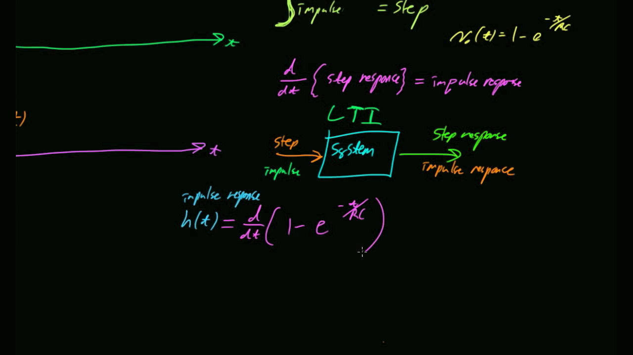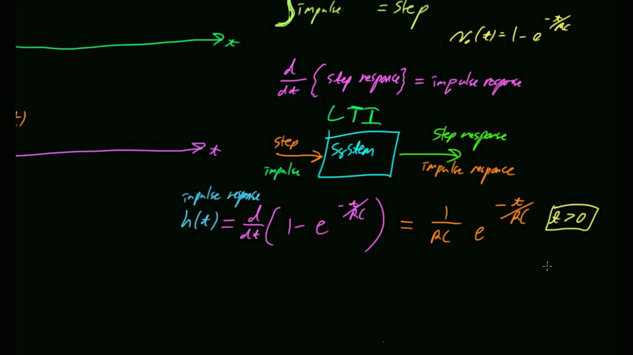Hey, that's not even that ugly, right? Who can help me out here? Who took calculus? All right, the derivative of the 1 is a 0. So now I've got to take the derivative of the exponent. The stuff in the exponent comes out, the minuses cancel, so I'm left with 1 over RC e to the minus t over RC. And that's only for positive time, because for negative time, it's 0.